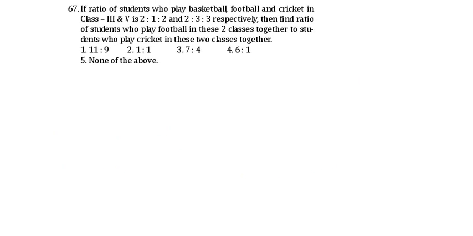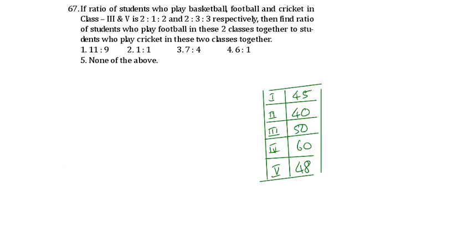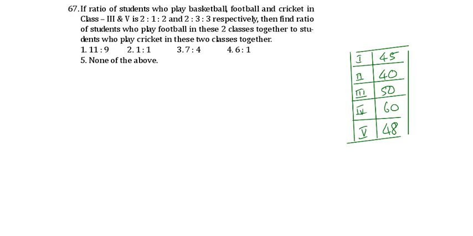See the next question. If the ratio of students who play basketball, football and cricket in 3 and 5 are in the ratio of, so there are 3 games, basketball, football, cricket, in 3 and 5, 2 is to 1 is to 2, 2 is to 3 is to 3. Find the students who play football in these 2 classes.